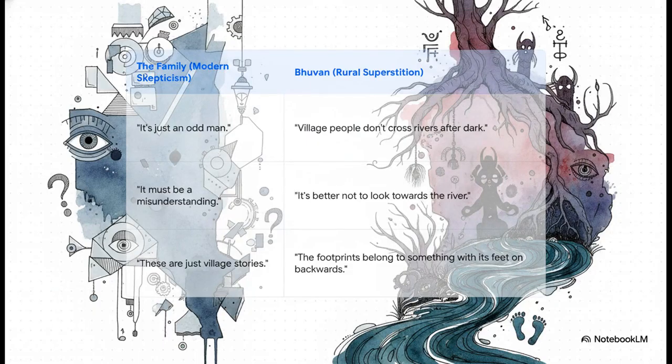And this right here? This is the absolute core conflict of the story. On one side, you have the family, trying to find a logical reason for everything. Oh, that strange guy, he's just an odd man. That creepy warning? Just some village stories. But then on the other side, you've got Bhuvan. And his superstitions, they're not just stories, they're basically a survival guide for this place. The real horror starts to bubble up in that space between the family's disbelief and Bhuvan's terrifying, unwavering certainty.